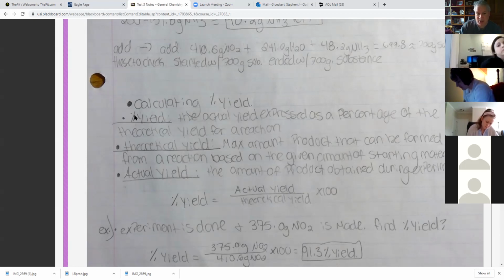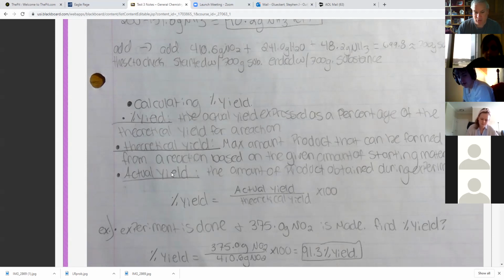For a chemical reaction, you calculate what's known as percent yield, where the percent yield is the actual yield, which is what you get, expressed as a percentage of the theoretical yield for a reaction. The actual yield is what it sounds like. It is the amount of product you obtained during your experiment. Tying that back to the copper lab, you ran through your procedure, and at the end of the reaction, you weighed out what you got, and that was your actual yield.